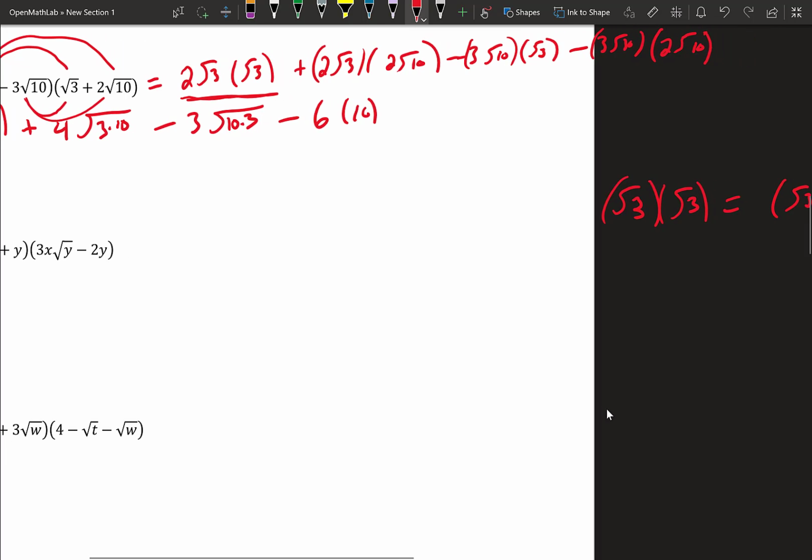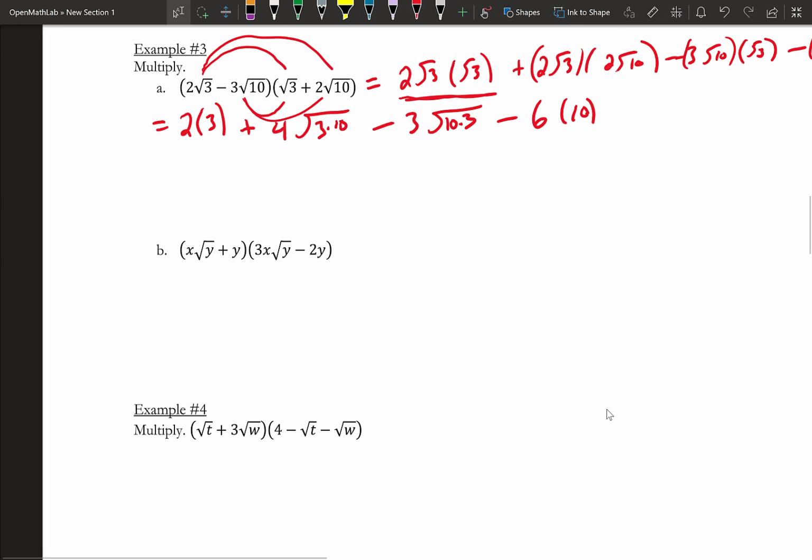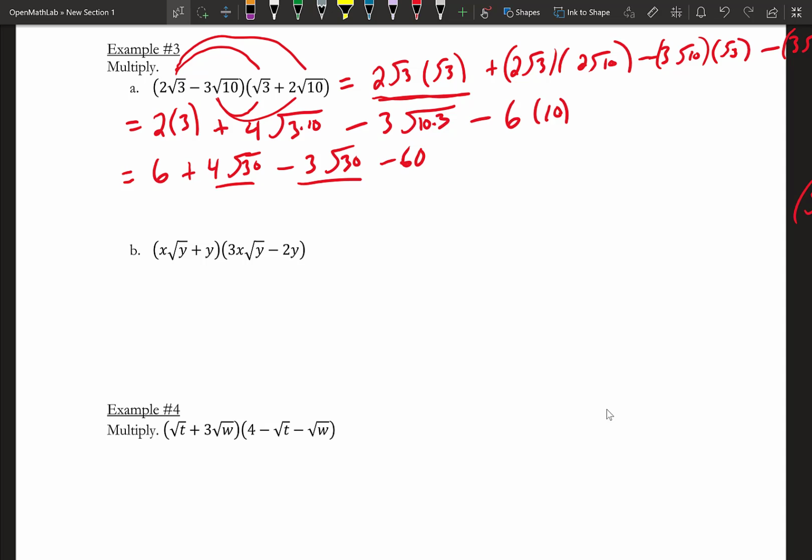So it's similar to before, right? They're going to cancel each other out. So then this becomes 6 plus 4 radical 30 minus 3 times radical 30 minus 60, right? And then these two things in the middle are like radicals, right? We looked at that in a previous section. So we can add those together.